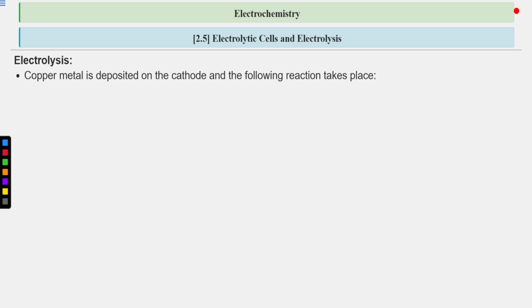Further, copper metal is deposited on the cathode and the following reaction takes place. At the cathode, the Cu2+ ions gain 2 electrons and convert to copper in the solid state. So copper ions convert into the metal, from the 2+ state to the 0, neutral state. Copper metal is depositing on the cathode by this reaction, and this is NCERT equation 2.28.